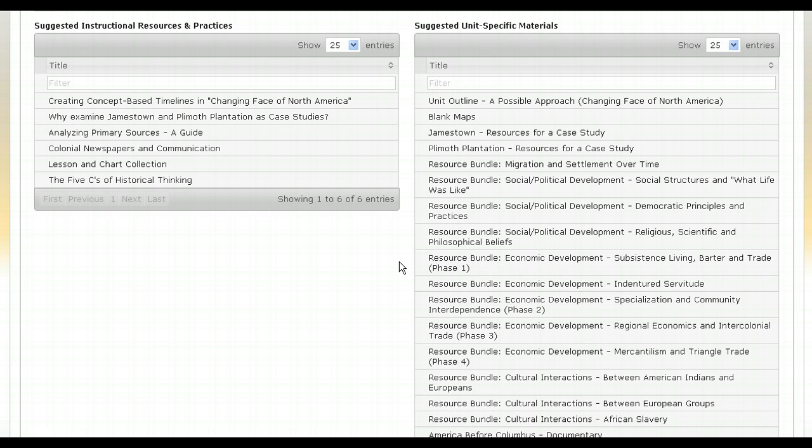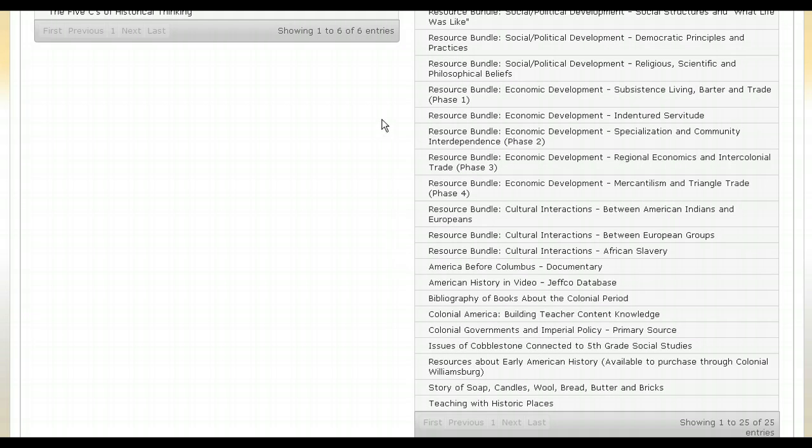As we shift into this next set of resource bundles, they are focused on economic development over time. Sometimes you're going to see a key word at the end of it that says Phase 1, Phase 2, Phase 3, Phase 4. These are meant to help you use resources to help kids see how economics did develop within the colonial era. So, for example, this first part is on subsistence living and barter and trade. That's really where the colonists started.